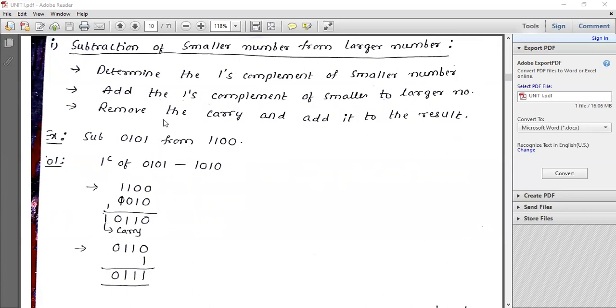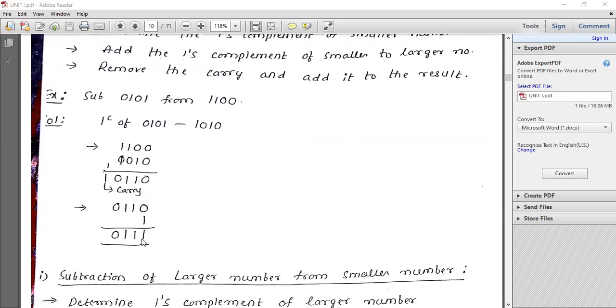Now what is the third step? If the carry is generated, you have to remove the carry and add it to the result. So I'm going to remove this carry and add it to the result at its LSB position. Now perform addition again: 0110 plus 1 becomes 0111. What is 0111? It is equivalent to 7. So our subtraction procedure using complements, which involves addition, works fine. This is the way we do 1's complement subtraction.